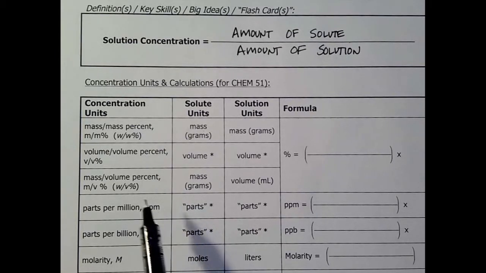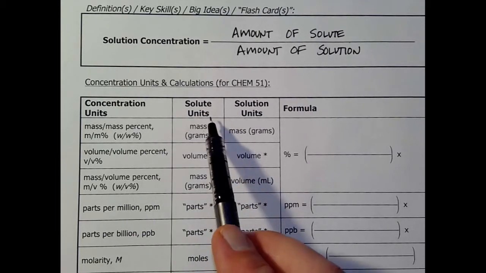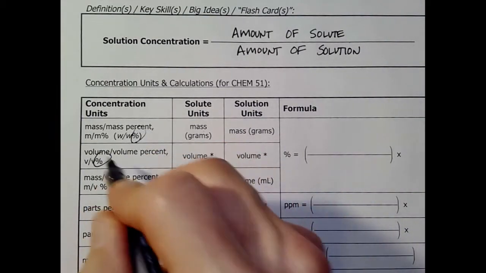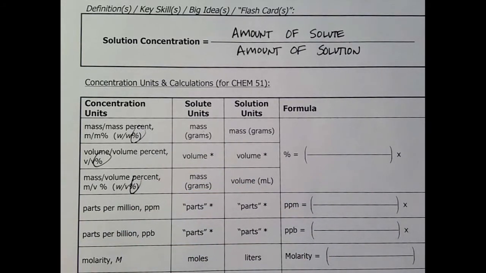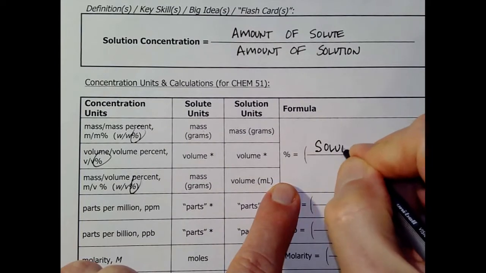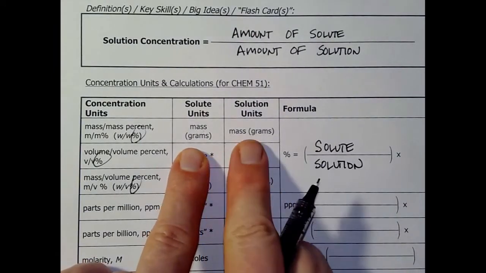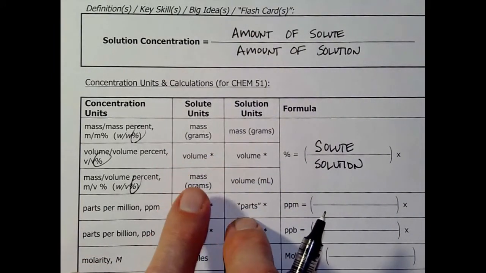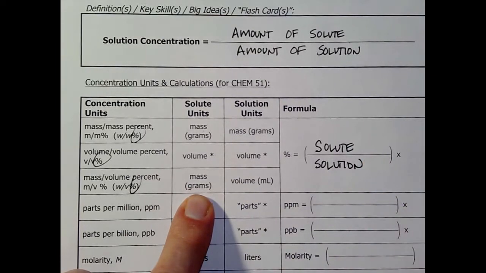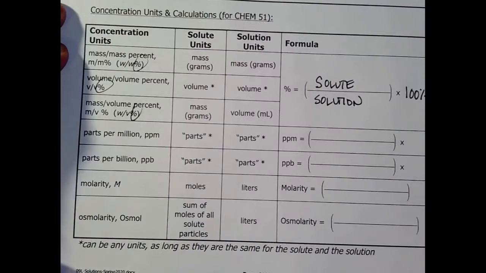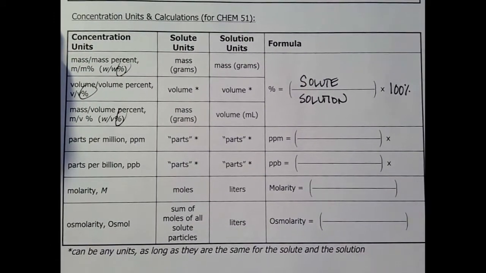And then we have this wacky one, mass of volume. The solute is in grams, the solution is in milliliters. And every single time, these percentages, it's solute over solution. Now, it's grams over grams, milliliters over milliliters, grams over milliliters, times 100%, just to convert that ratio into a percentage. All right. Well, to get something to percent, we multiplied by 100.